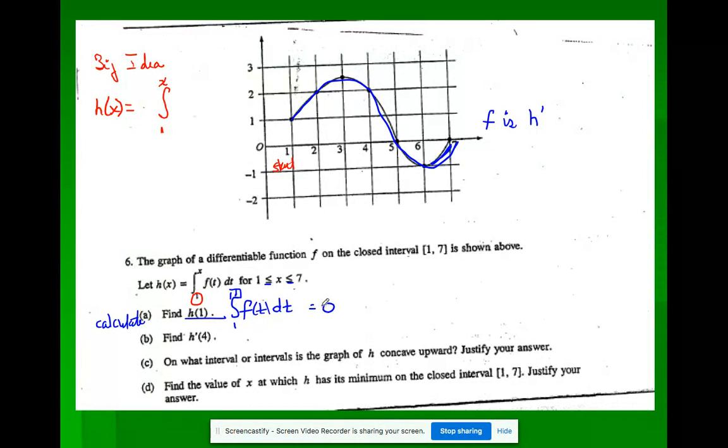Now it says find h prime at 4. Well, h prime by the first fundamental theorem is the same thing as little f at 4. So now you're just reading from this graph. What is little f at 4? Well, that's 2. Remember, this is a slope on the graph of h at 4. And I don't see the graph of h.